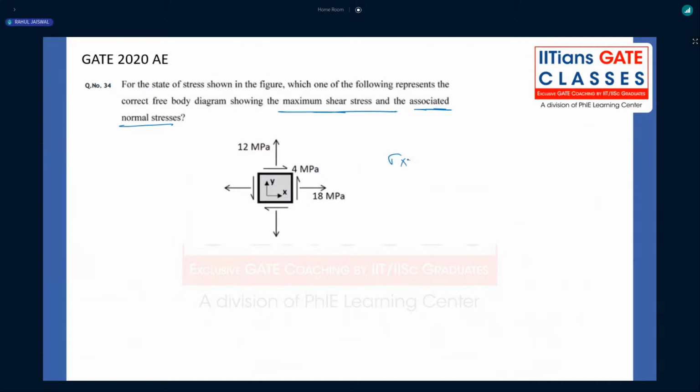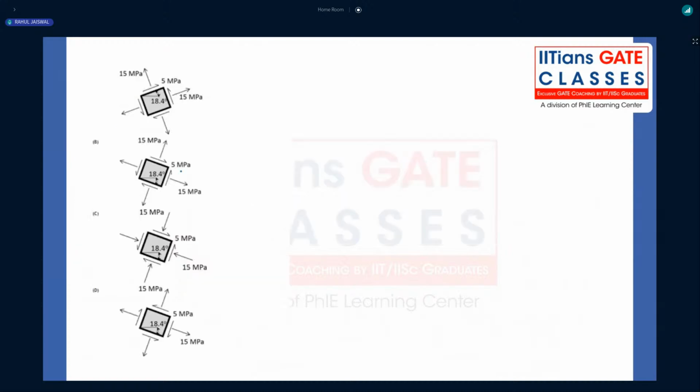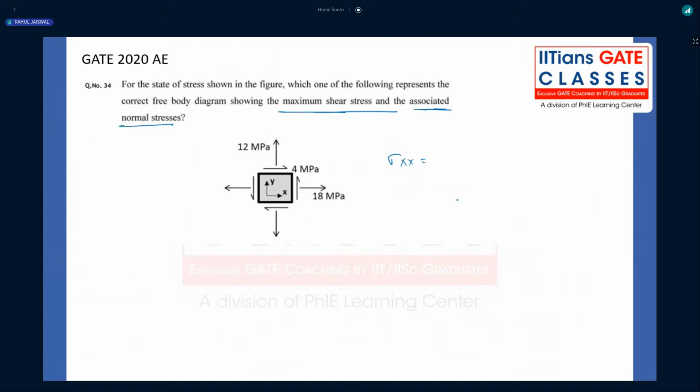Tell me sigma xx value. Tell me, guys. I'm going to show you the options also. These are the options, right? But before discussing the options, let me ask you what notations and sign convention we have followed. First of all, we will note that down, then we can proceed with the options.